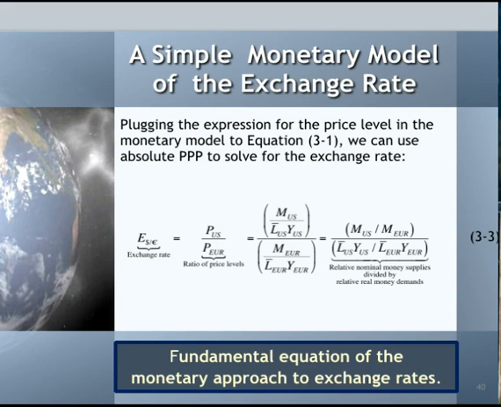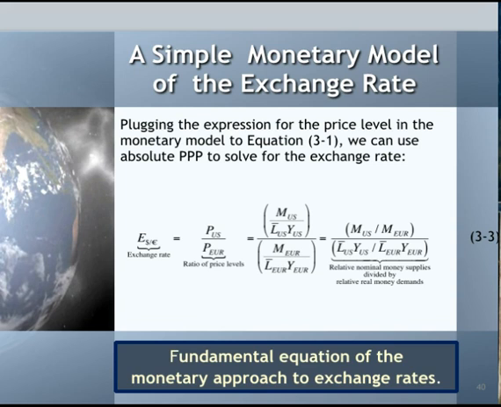And so now we simplify the equation, and what we have finally on the right-hand side is the ratio of the money supply in the two nations divided by the ratio of the money demand in the two nations. In essence, this is the relative nominal money supplies divided by the relative real money demands. Now, this is a powerful equation because it tells us about the monetary approach to exchange rates. The monetary approach says that exchange rates are fundamentally a function of the money supply in the two nations and the relative real money demands.